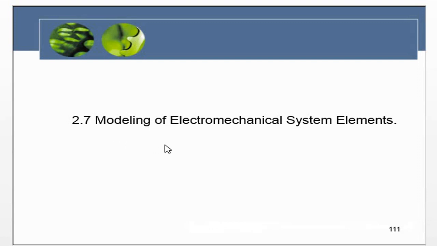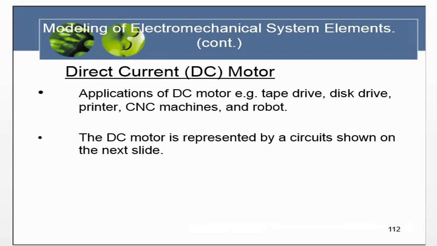Modeling of electromechanical system element. Okay, first we look at direct current or DC motor. The applications of DC motor, for example, tape drive, disk drive, printer, CNC machine, robot, and others.